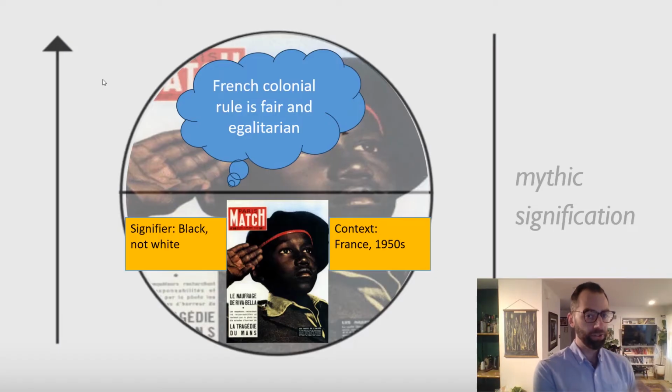And if you pair that racial signifier with the context of France in the 1950s, and what's going on in Algeria and the history of French colonialism, what you get is a very different signified. In this case, you get something like French colonial rule is fair and egalitarian. In other words, you get a kind of message that tries to absolve France of its sins that come with colonialism. This is the mythic signification that Barthes is interested in. It goes beyond that initial denotation and even that soft connotation we talked about earlier. It's the level of myth.